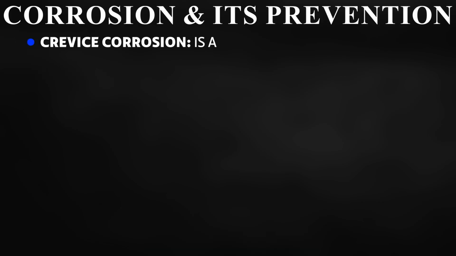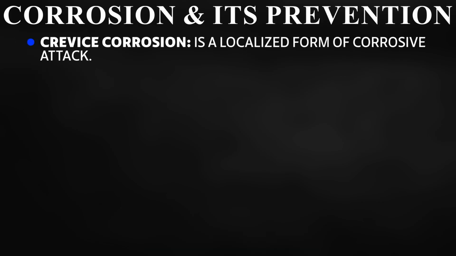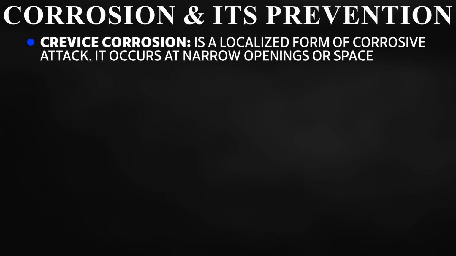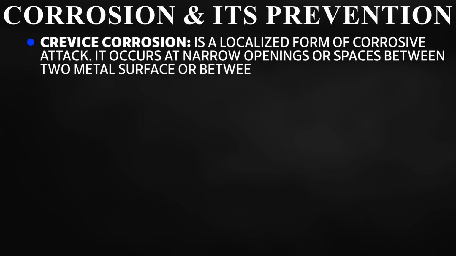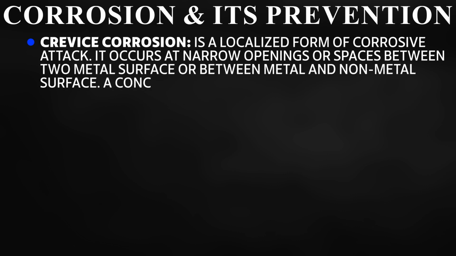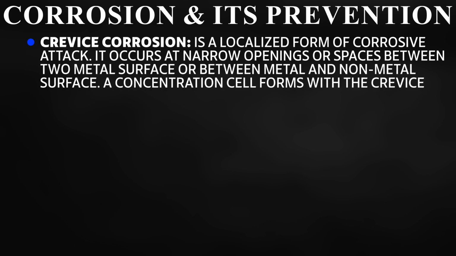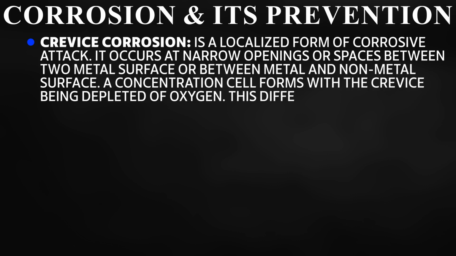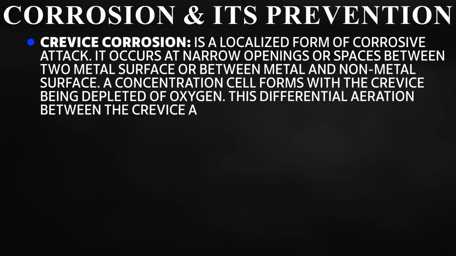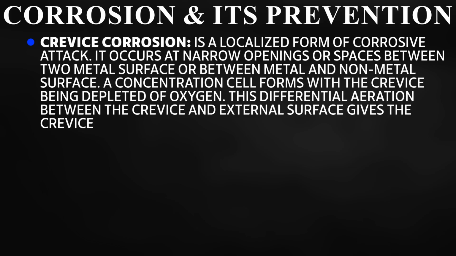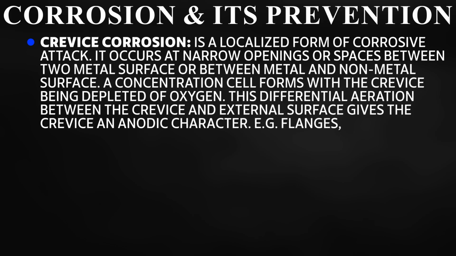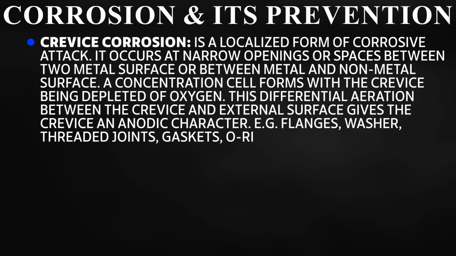Crevice corrosion is a localized form of corrosive attack. It occurs at narrow openings or spaces between two metal surfaces or between a metal and a non-metal surface. A concentration cell forms with the crevice being depleted of oxygen. This differential aeration between the crevice and the external surface gives the crevice an anodic character, e.g., flanges, washers, threaded joints, gaskets, O-rings.